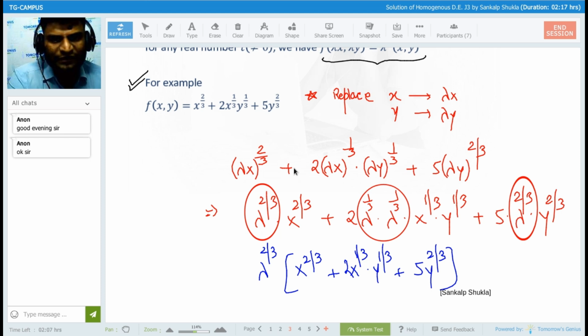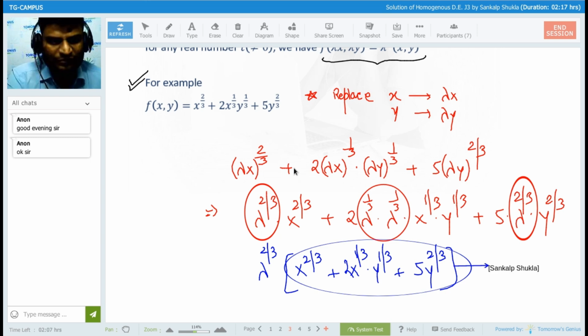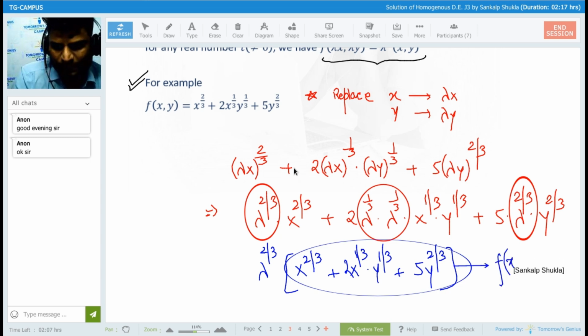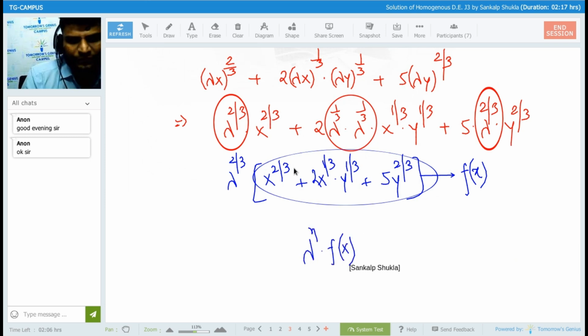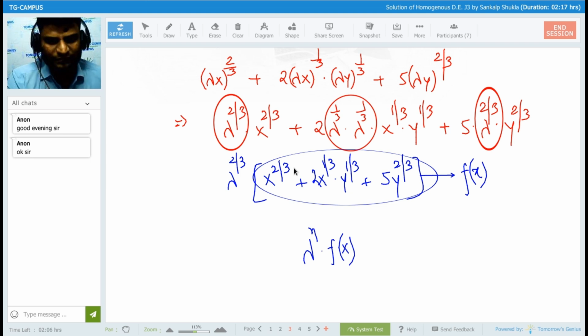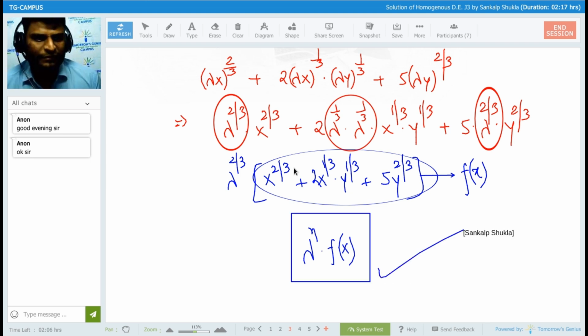This is nothing but my f(x). This entire expression is my f(x). So this can be written as lambda raised to the power n times f(x). This can be written like this expression. So yes, it's homogeneous.